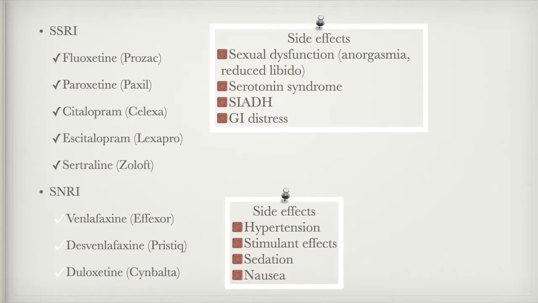Among the SNRIs, we have venlafaxine, desvenlafaxine, and duloxetine. The side effects of SNRIs are hypertension, stimulant effects, sedation, and nausea.